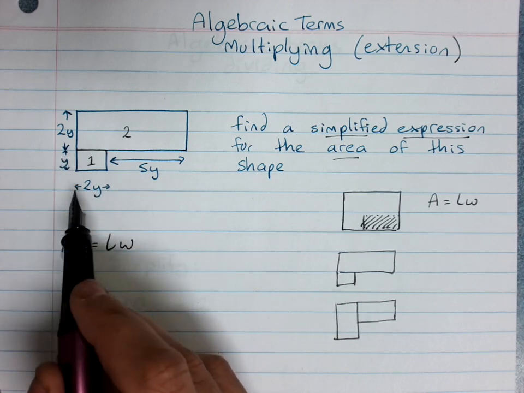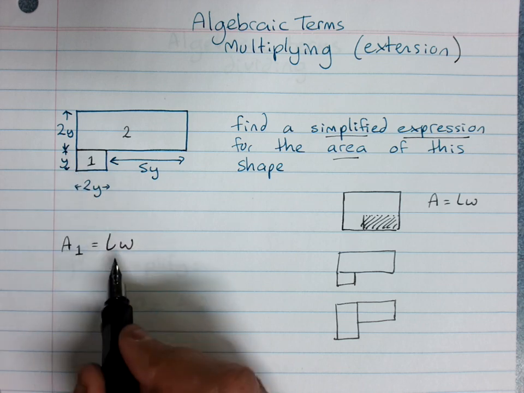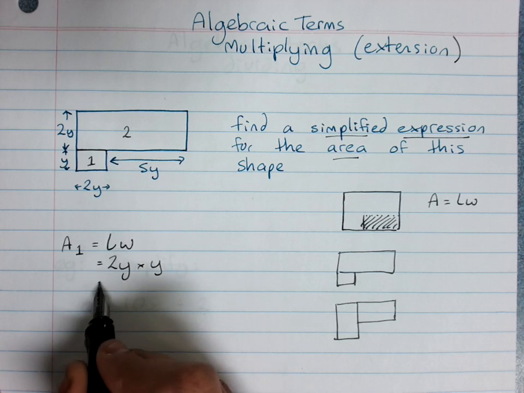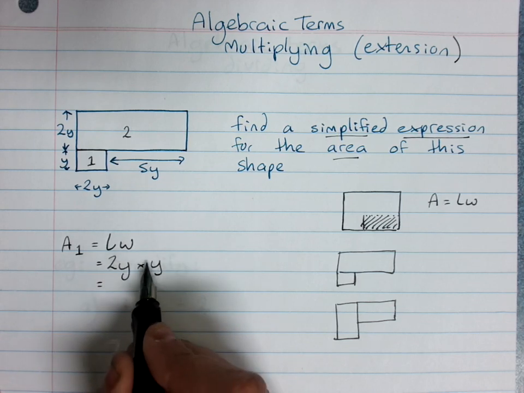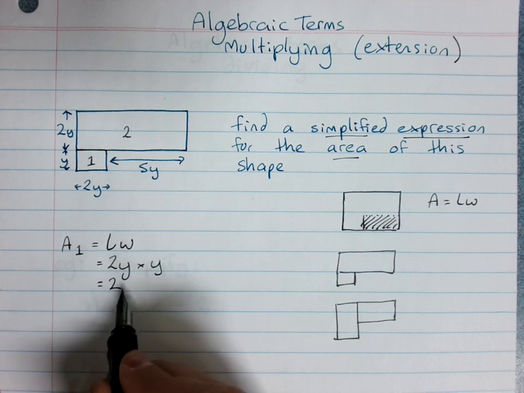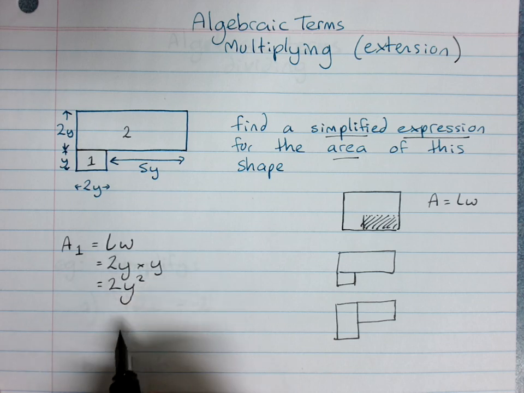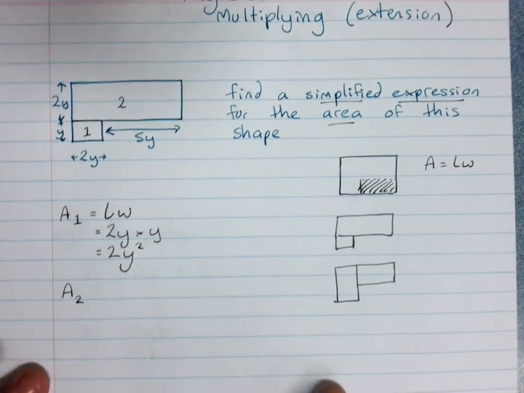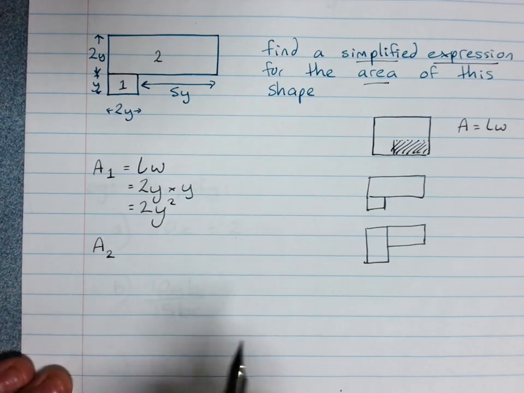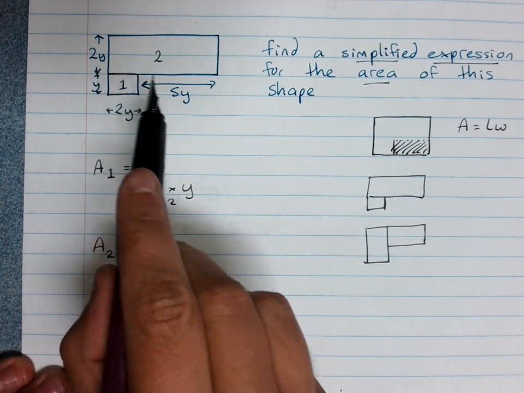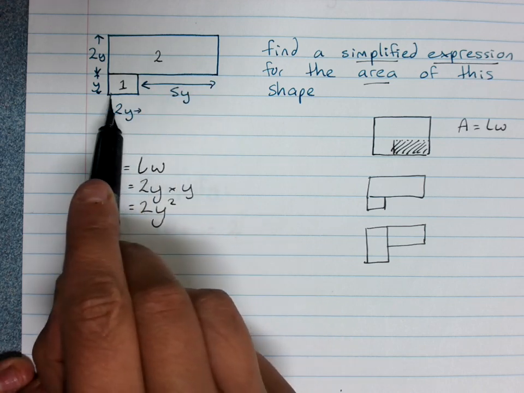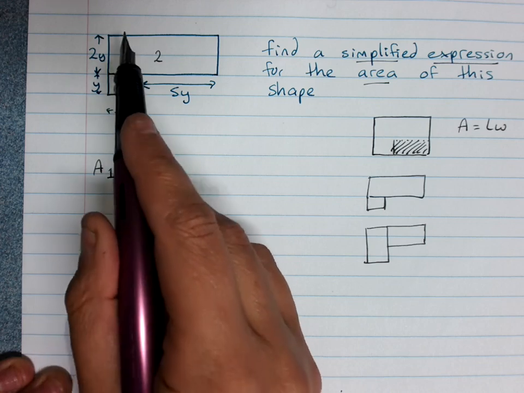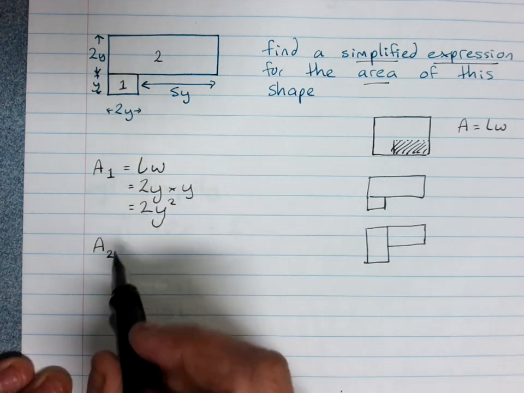Length and width are 2y and y, and they're multiplied together, so that's 2y times y, and of course that will be 2 times, well, there's a 1 there, so it's 2y times y is 2y squared. The area of the second rectangle. Now this length along here is 2y plus 5y, which is 7y. And the height of that rectangle there is 2y.